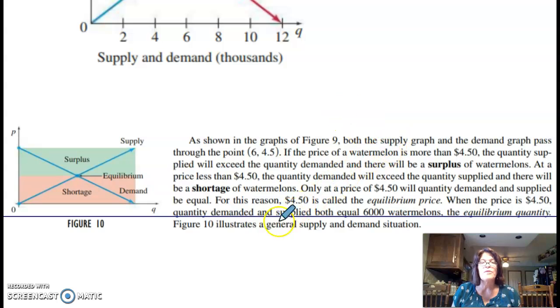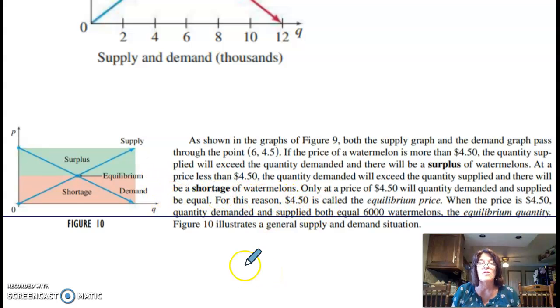Both the supply graph and the demand graph pass through the point 4.5. If the price of a watermelon is more than $4.50, then the quantity supplied exceeds the quantity demanded, and there's a surplus of watermelons. At a price less than $4.50, the quantity demanded exceeds the quantity supplied, and there's a shortage of watermelons. Only at a price of $4.50 will quantity demanded and supplied be equal.